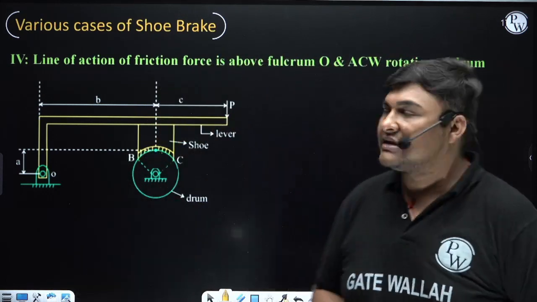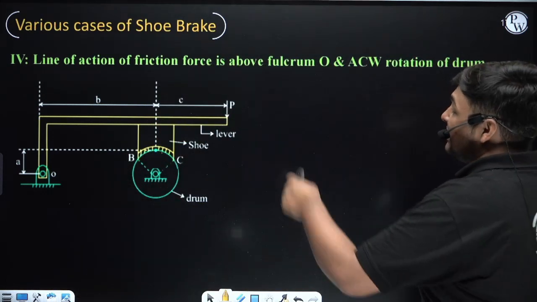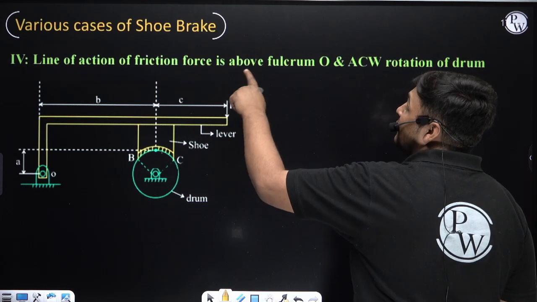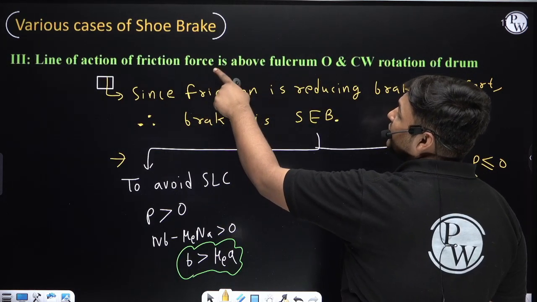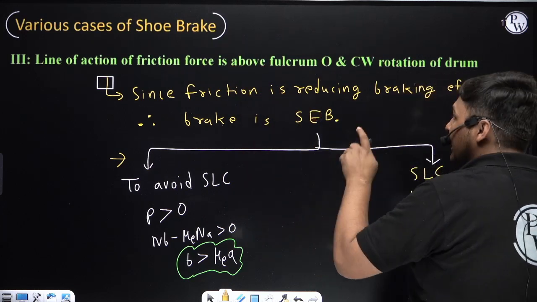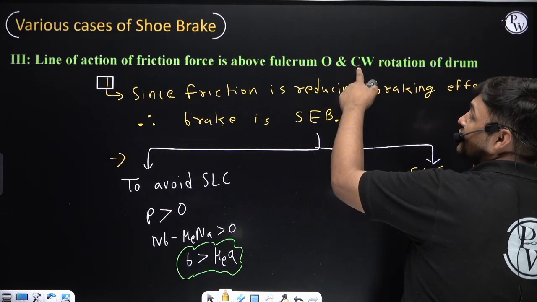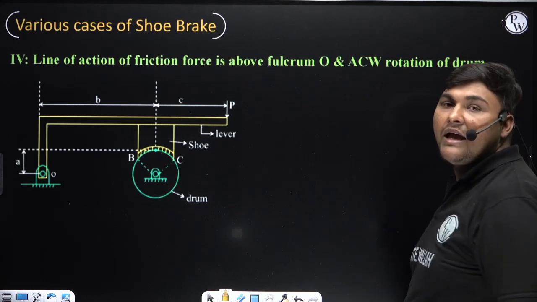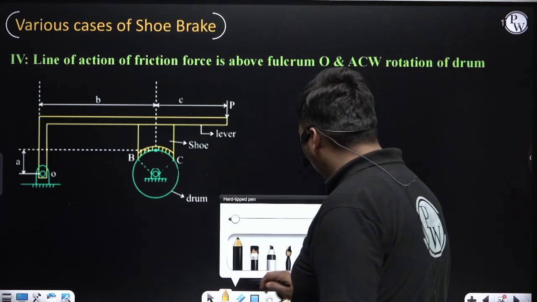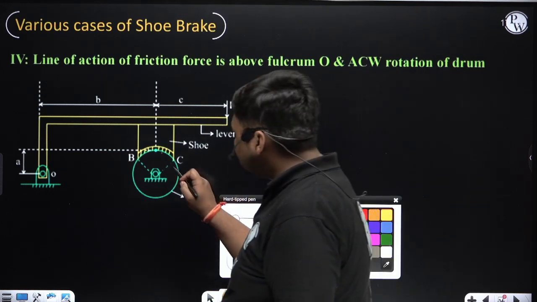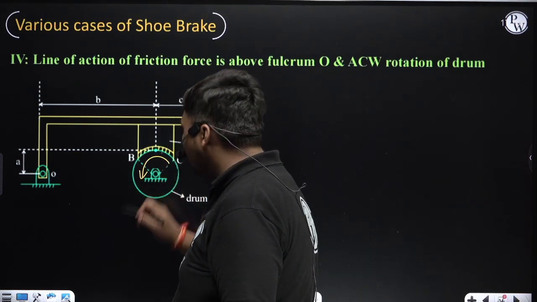Now this is the next case. Again in this case you can see the line of action of friction force is above the fulcrum. In the earlier case also, the line of action of friction was above the fulcrum. But here the difference is, in the earlier case the drum was rotating clockwise, here the drum is rotating anti-clockwise. What changes will come now? So again the line of action of friction is above the fulcrum, but instead of clockwise, now the drum is rotating anti-clockwise.